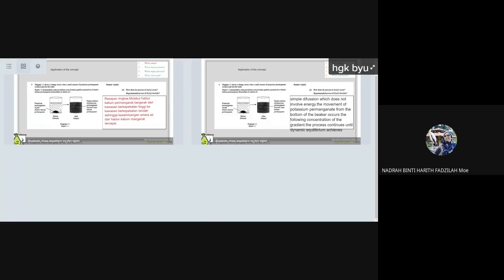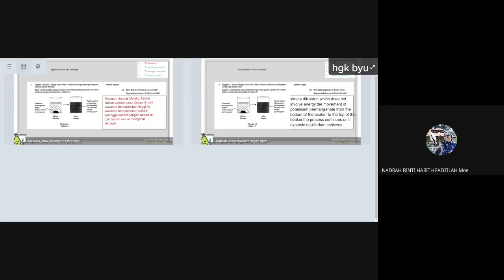Kenapa saya cakap bottom of the beaker pergi ke bahagian atas? Sebab kan definition dia ialah from high concentration area to low concentration area. Dalam beaker tersebut, high concentration area kat mana? Di bawah beaker, di bahagian bawah beaker. Low concentration area kat mana? At the top of the beaker. Okay, thank you for updating. I can see from your answer. So simple diffusion is the movement of potassium permanganate from the bottom of the beaker to the top of the beaker.